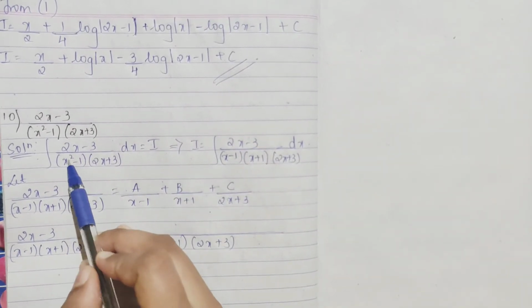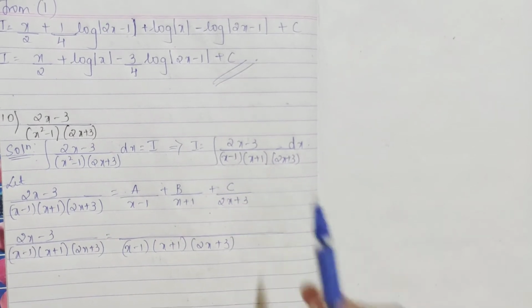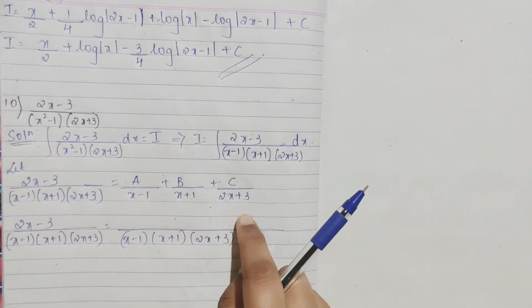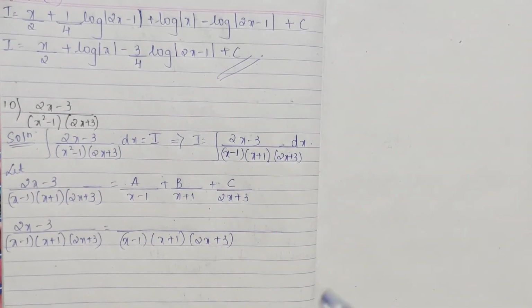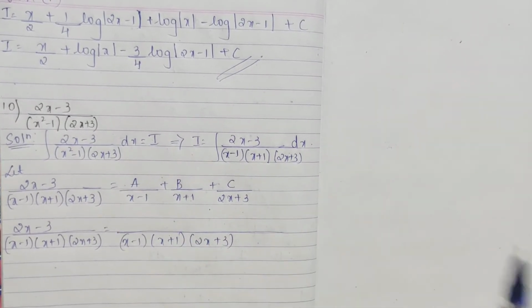So here you see x square minus 1 it is, so it is a square minus b square, so I can split it, right? A minus b, a plus b. Try to make use of the partial fraction first form only, because that is very easy. So I have split it, x minus 1, x plus 1 and 2x plus 3 remains as it is.